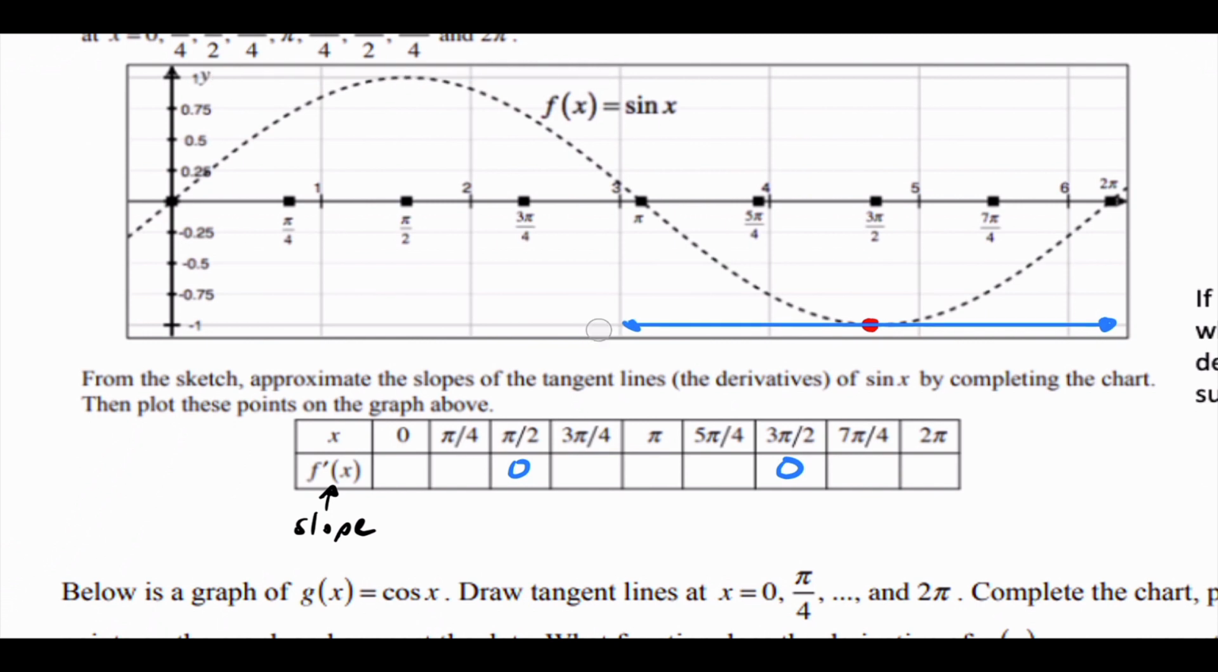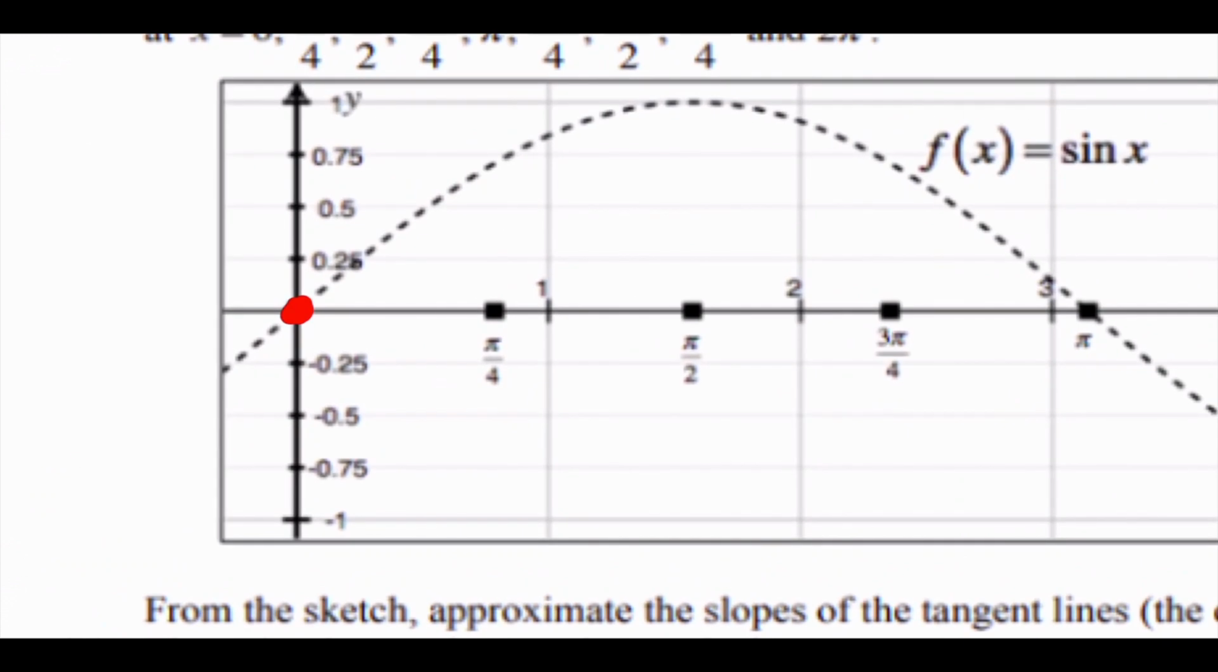Let me erase these. Let's look at this dot right here, the starting dot, 0. How would the slope of the tangent line look at 0? Would it look horizontal like the last one? No, it wouldn't, right? This one has more of a slope. It would kind of look like that, right? What is the slope at 0? At that red dot, what is the slope of that blue line? It looks like it's 1, right?